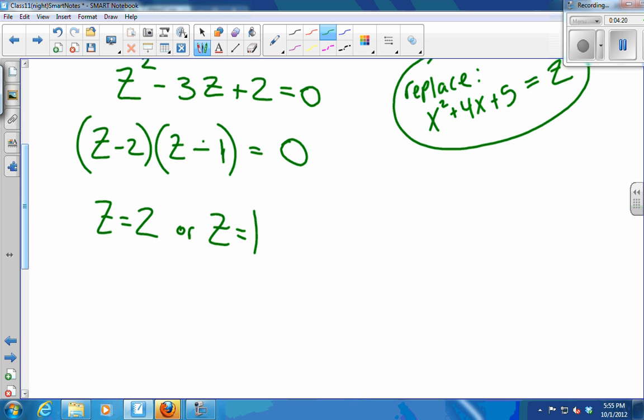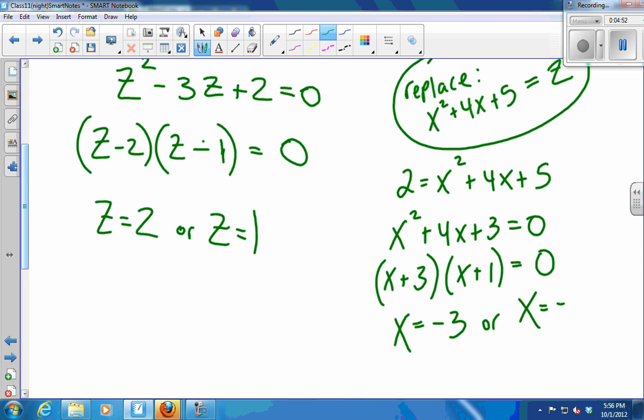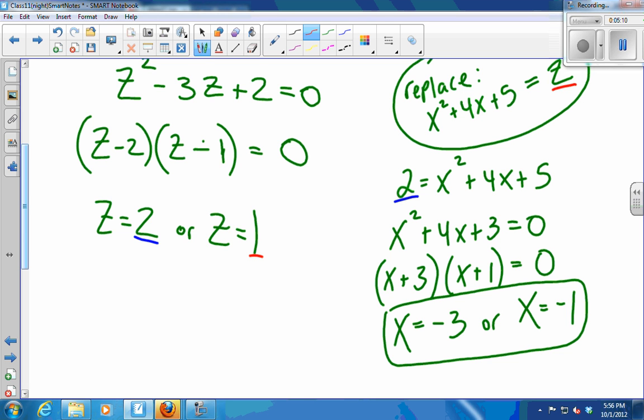So if I replace this z with a 2, that gives me that x squared plus 4x plus 3 equals 0. So I subtracted 2 from both sides. So then that factors to x plus 3 times x plus 1. So x equals -3 or x equals -1. So it's 2 solutions, but I still have to replace z. I replaced z with a 2, but now I have to replace z with a 1, right? Because z is either 2 or 1.